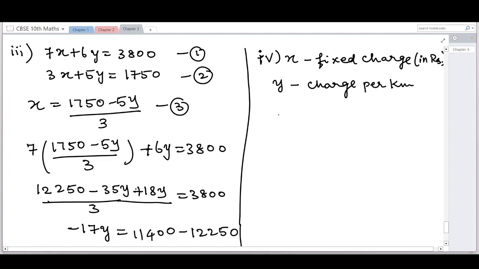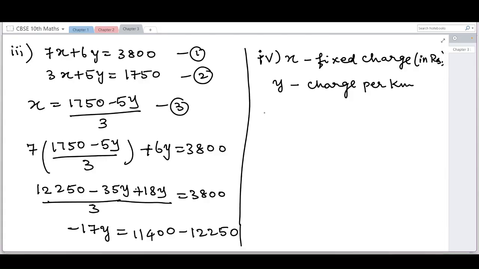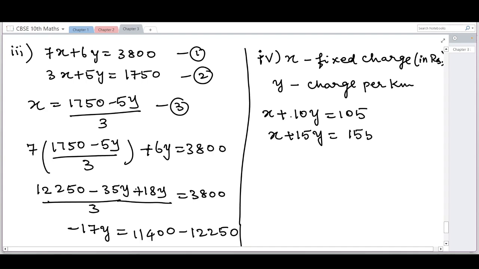Fine. So what they have given is, if they travel a distance of 10 kilometers, the charge they have to pay is 105, and for a journey of 15 kilometers, the charge they have to pay is 155. So the equations we will obtain will be x plus 10y equal to 105, and similarly x plus 15y equal to 155, right? So now we have to solve these two equations and find the value of x and y.